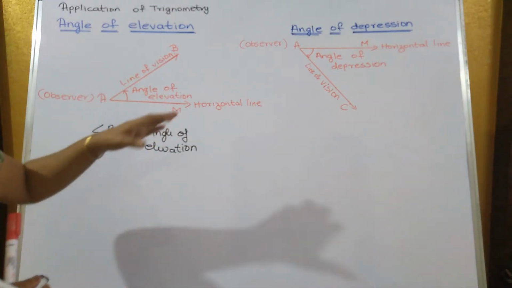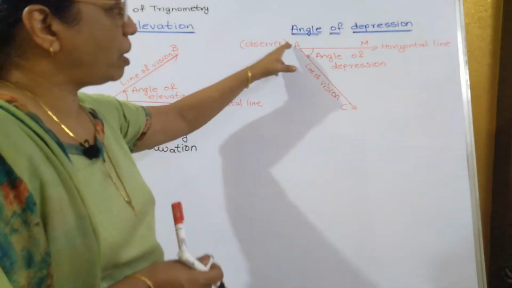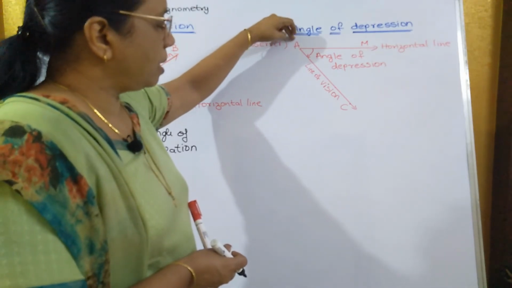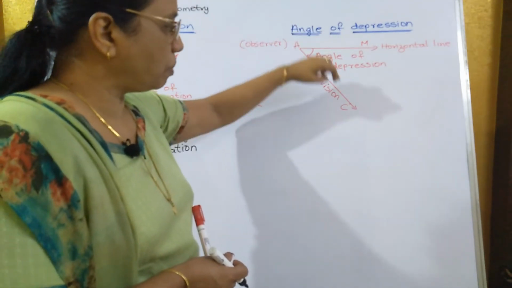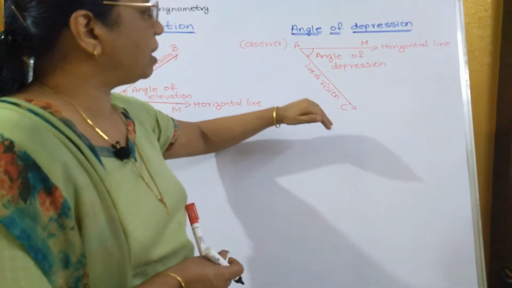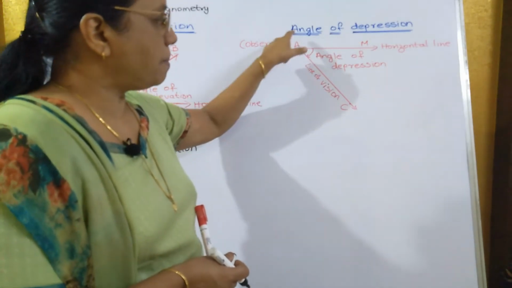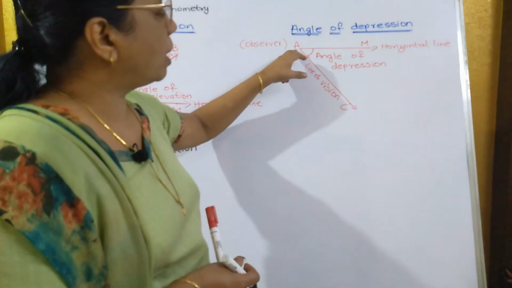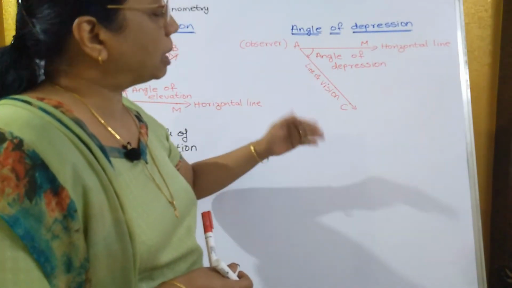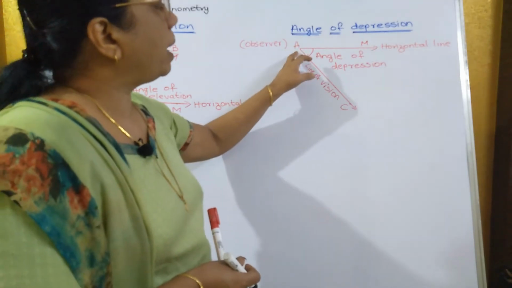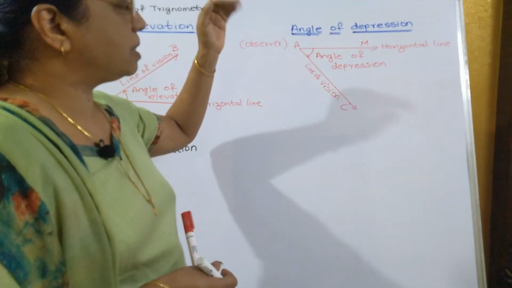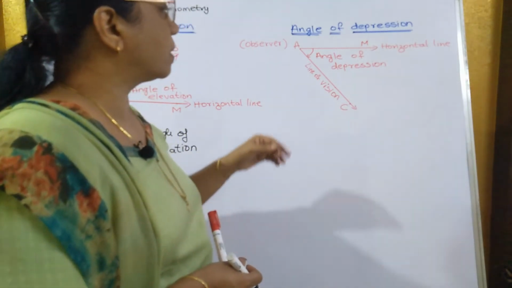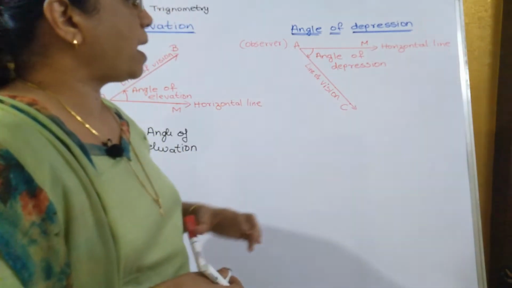Now, the angle of depression. AM is a horizontal line and observer A is somewhere at the top and he is observing point C, which is at a lower level. Then we say that angle MAC is the angle of depression. That is, the point C is at a lower level and A is at a higher level, like someone standing on top of a building observing a point C below. Such an angle is called the angle of depression.